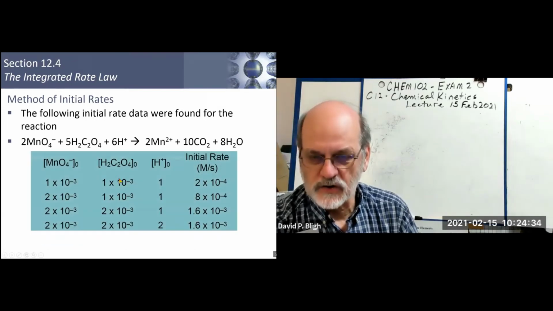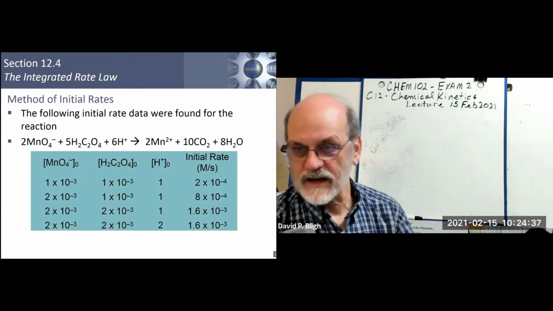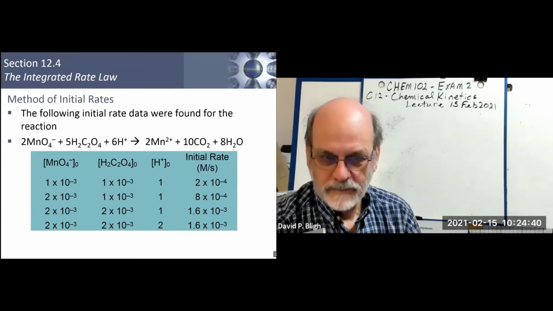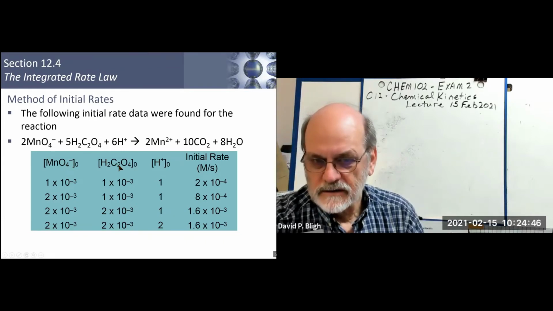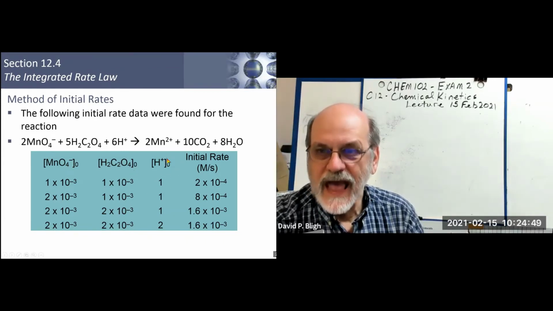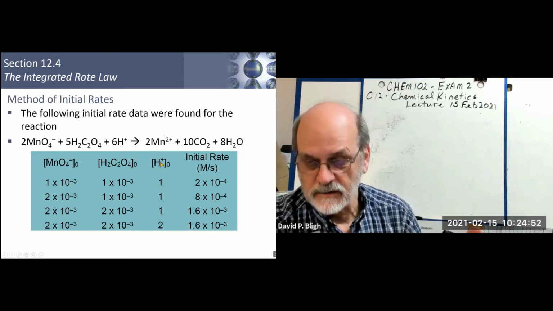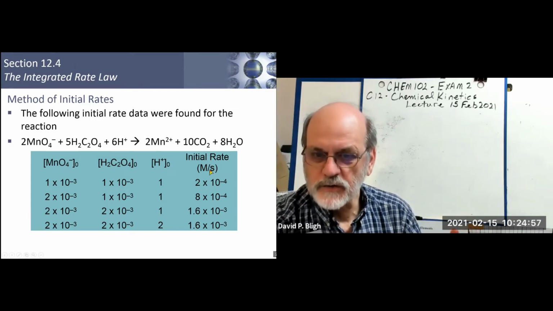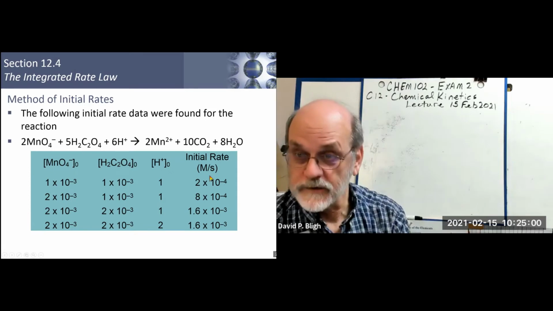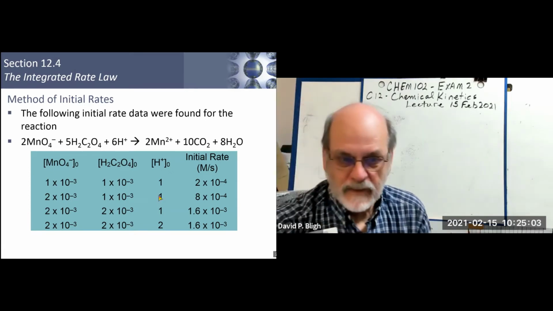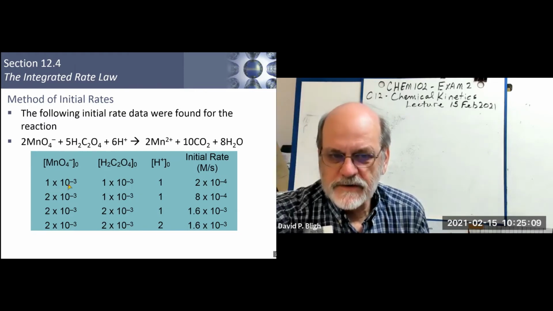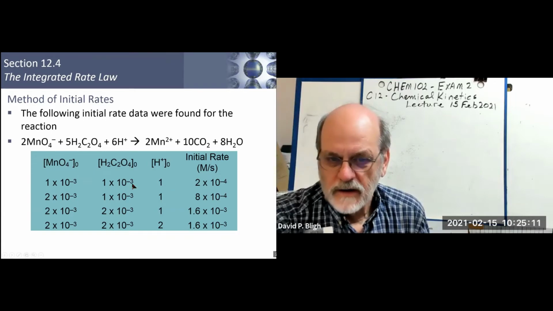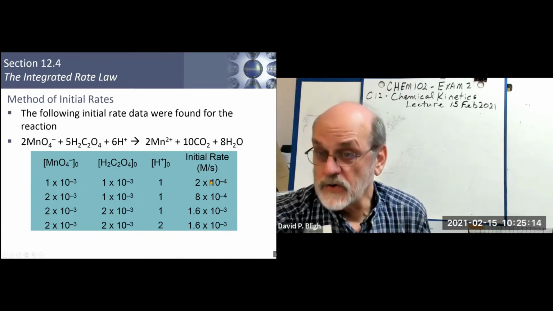Right? So this is what the data looks like. Okay, that's a lot to digest in one viewing, but I'll explain it. Here we have the manganate ion initial concentration, the oxalic acid initial concentration, and the added acid, whatever that happens to be, the protons. And then here's the rate that was determined for each one of these experiments. So there are actually 4 different experiments. And this is the molar concentration of each one for this experiment, and that's the rate you get.